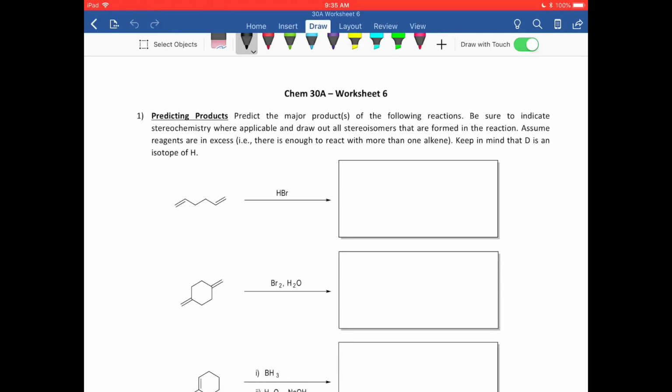Hi everyone, I'm going to go through discussion worksheet 6 with you. So the first part of this problem is a number of different alkene addition reactions. This is where we're adding two atoms across the alkene.